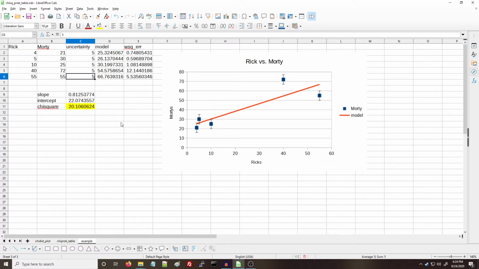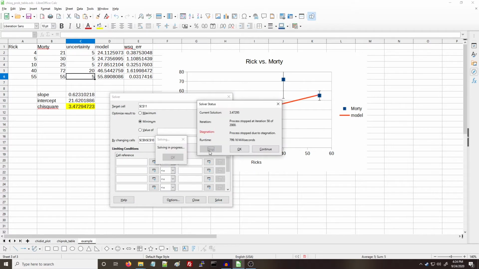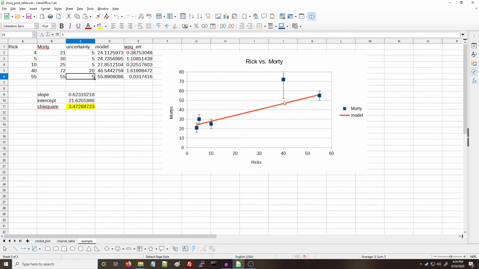Earlier I said this was a weighted least squares fit, but all these data points have the same uncertainty, so the weights are equal. But if we took a different data set and say this point had a very large uncertainty, and now we use the solver to minimize the chi-square again, we can see that that data point has much less weight on the overall fit. And our chi-square is also lower because that one data point doesn't have as much weight in the overall sum.